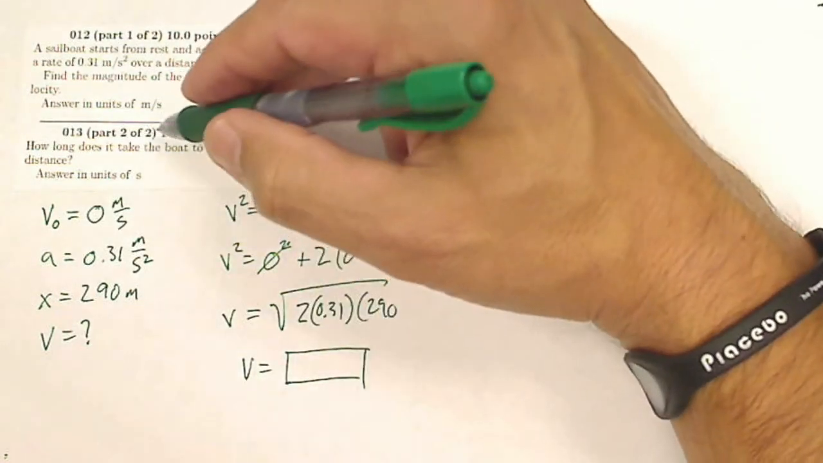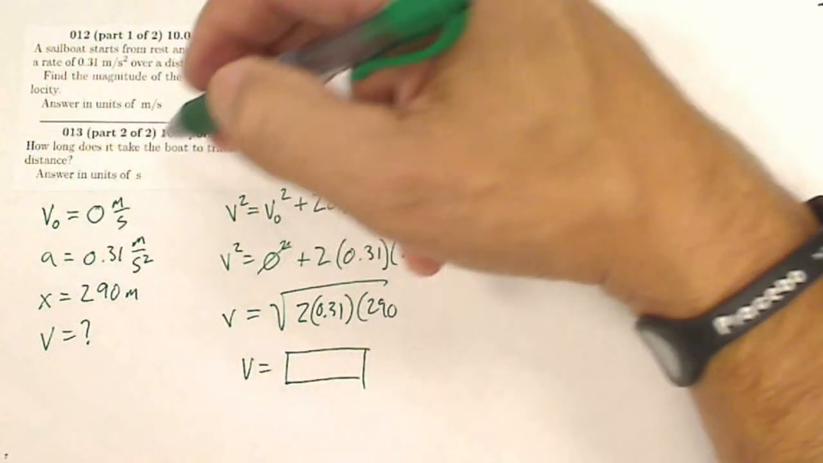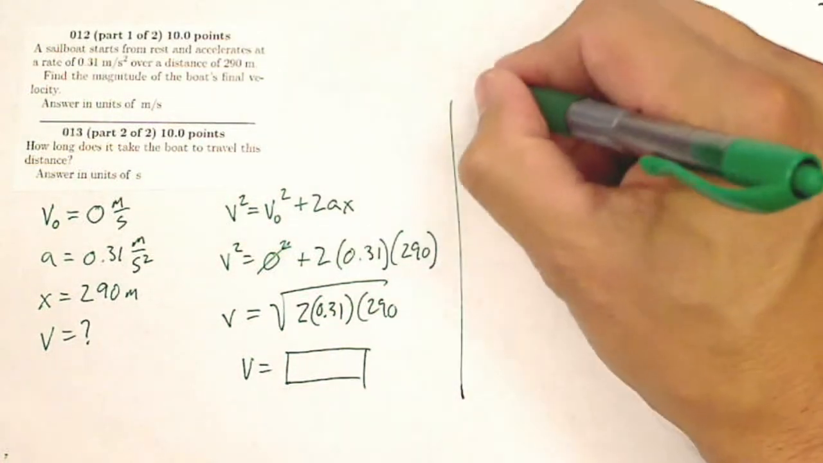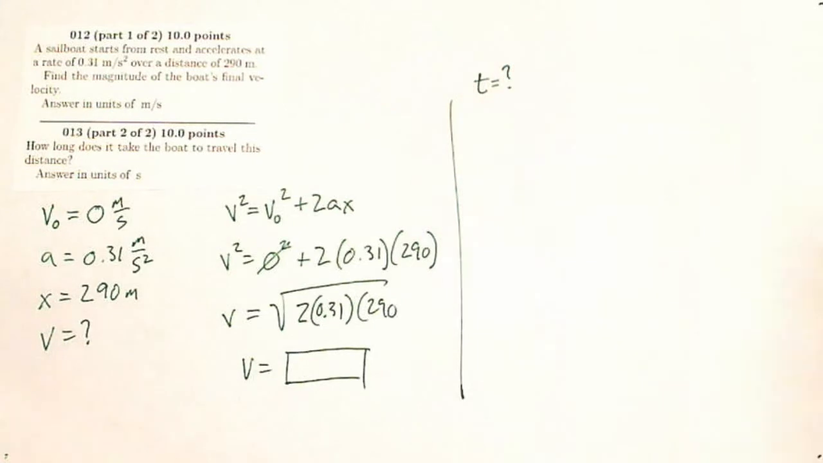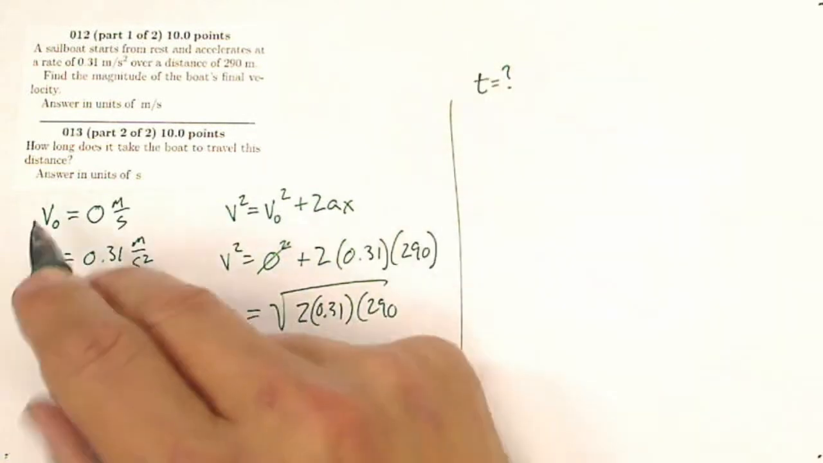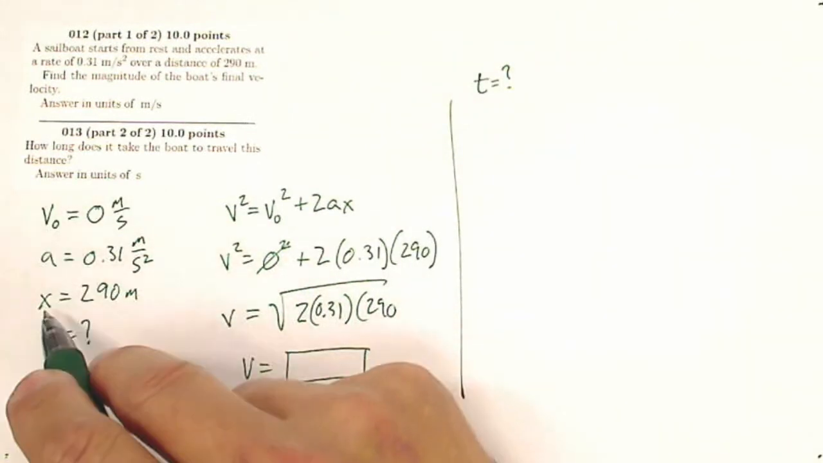Part 2 of 2, question 13 says, how long does it take the boat to travel this distance? So what I'm looking for in part 2 is the time. Time equals question mark. Now, as I've done before, I'm going to see if I can find an equation that has time, initial velocity, acceleration, and displacement.